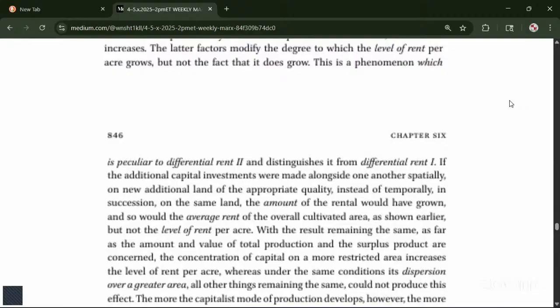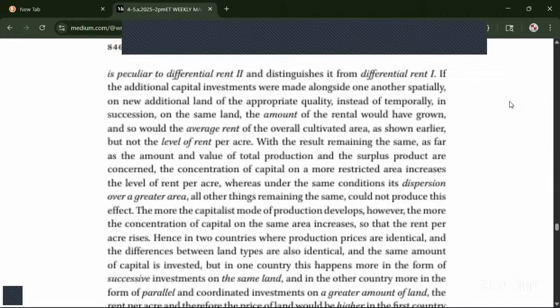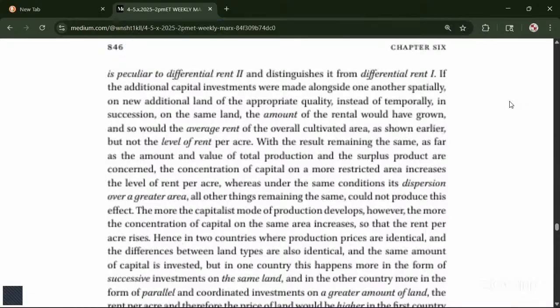As far as the amount and value of total production and the surplus product are concerned, the concentration of capital on a more restricted area increases the level of rent per acre, whereas under the same conditions, its dispersion over a greater area, all things remaining the same, could not produce this effect. The more the capitalist mode of production develops, however, the more the concentration of capital on the same area increases, so that the rent per acre rises.